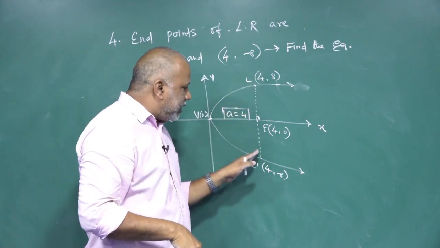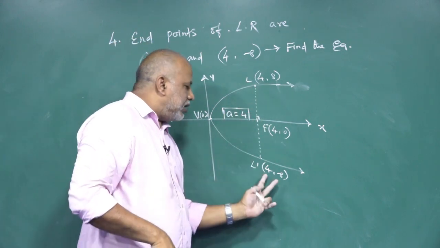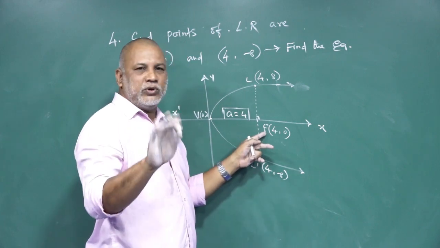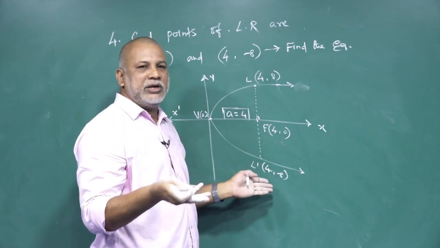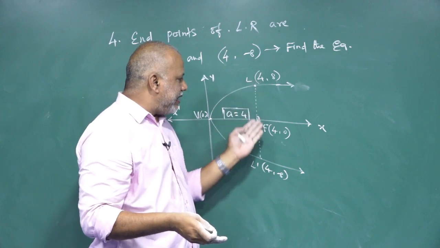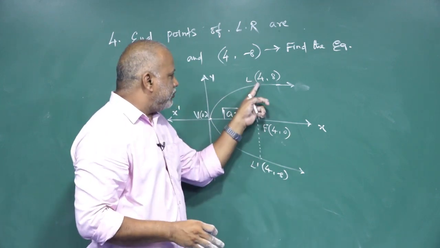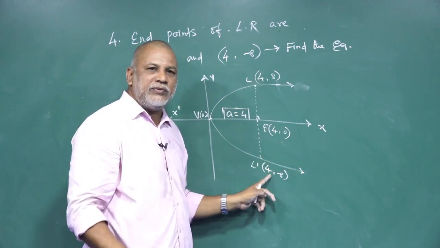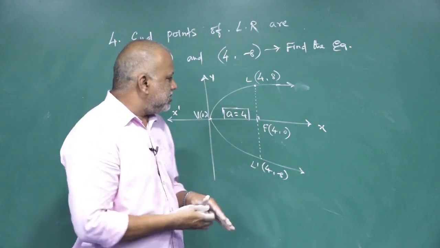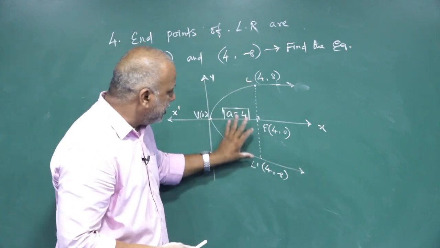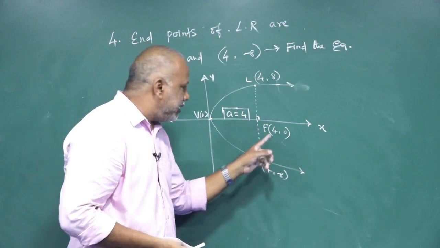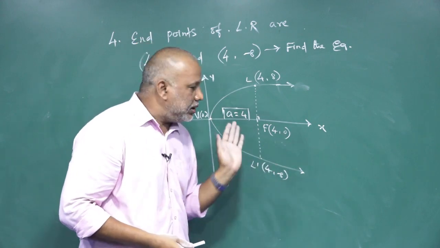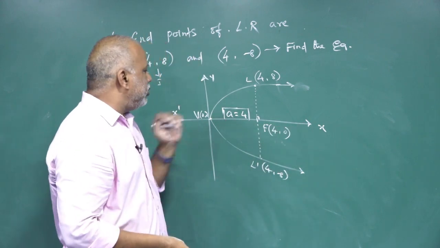So it is a perpendicular line. Automatically (4, 8), (4, -8), it must be (4, 0) only. Because it is a perpendicular line, the value of x must be the same only. So 4, 4, 4. See the value of x. y must change. Here y must be a positive quantity, here y must be a negative quantity, here the value of y is 0. It lies on the x-axis. We are able to work out a.